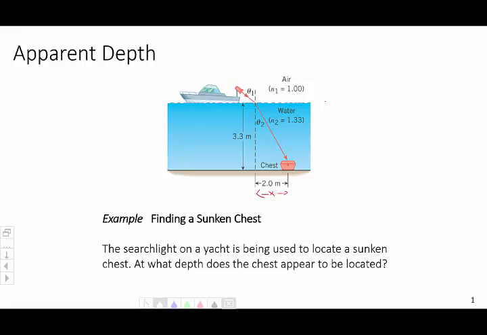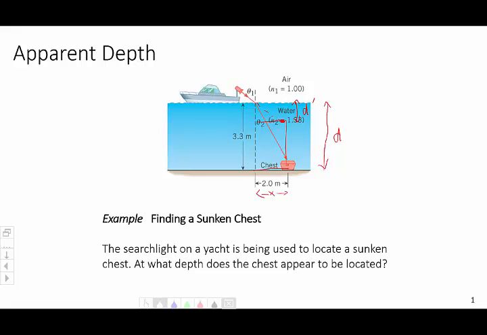Let us call d the actual depth of the chest. Let us call d prime the apparent depth of the chest. As we said earlier, this is found by taking the ray of light that's in air and continuing it in a straight line. So this is d prime, the apparent depth.